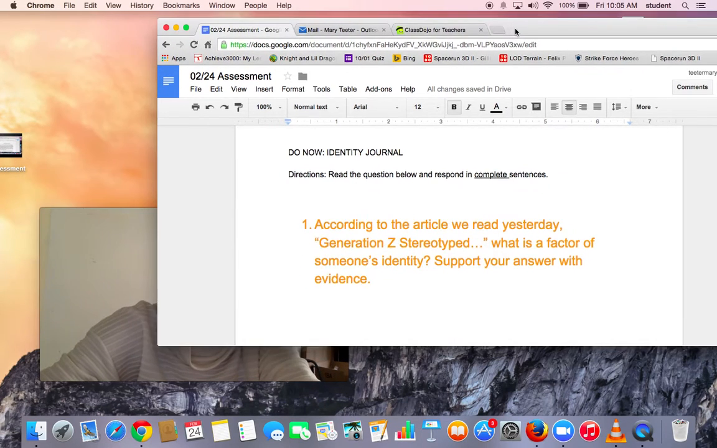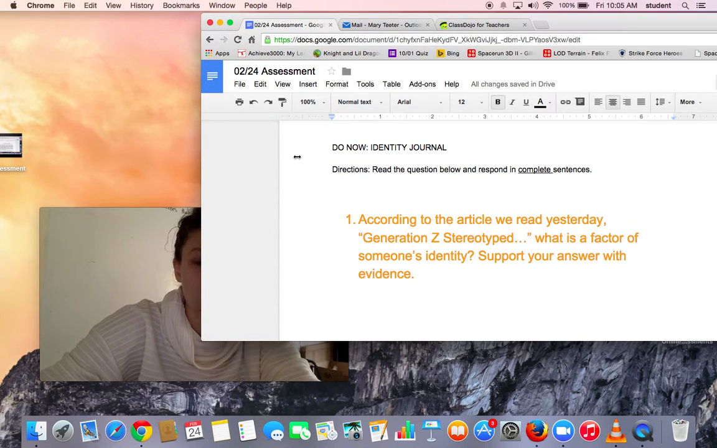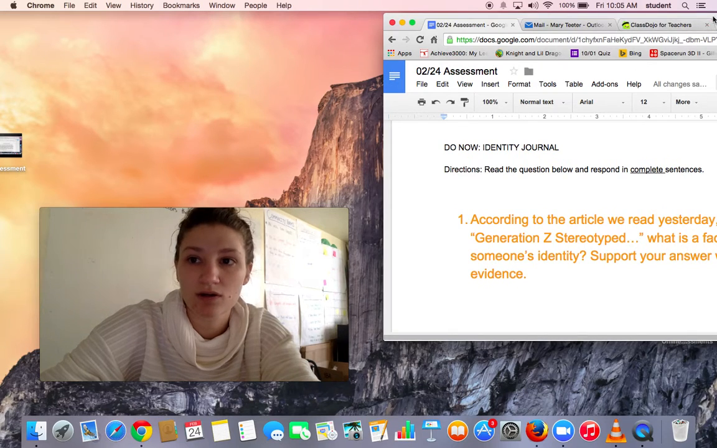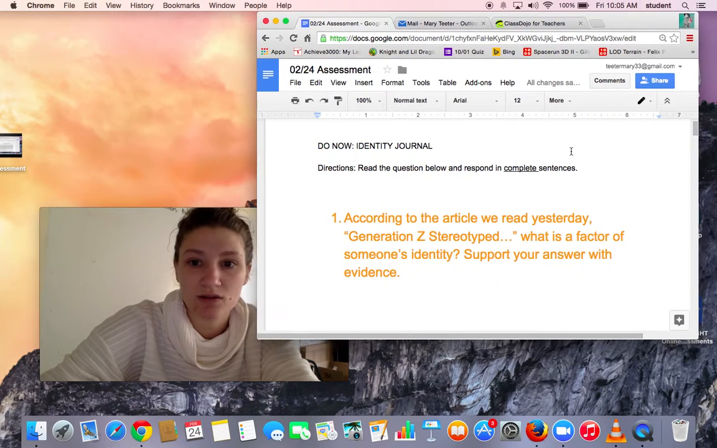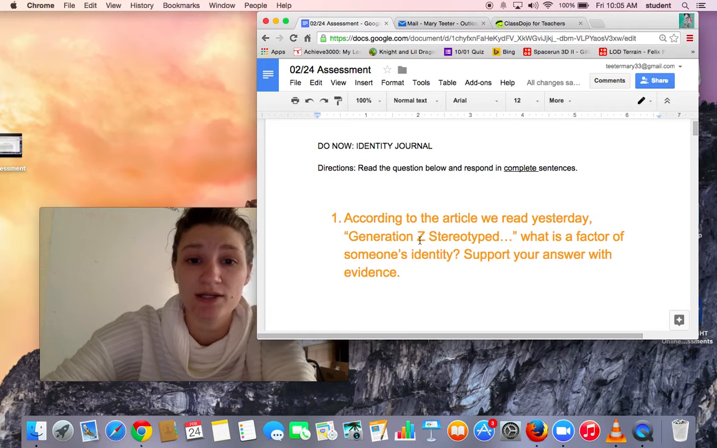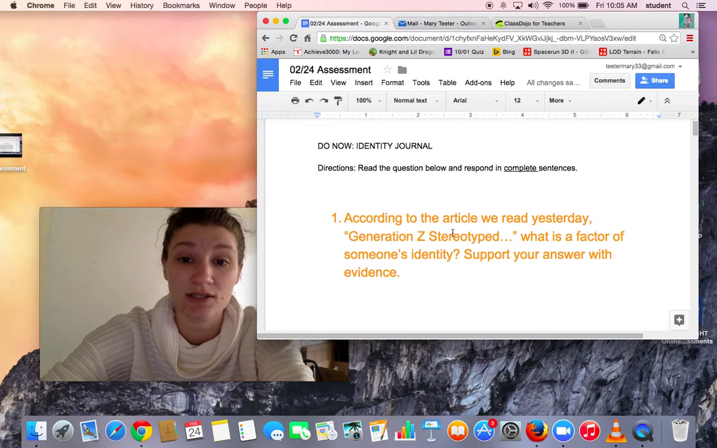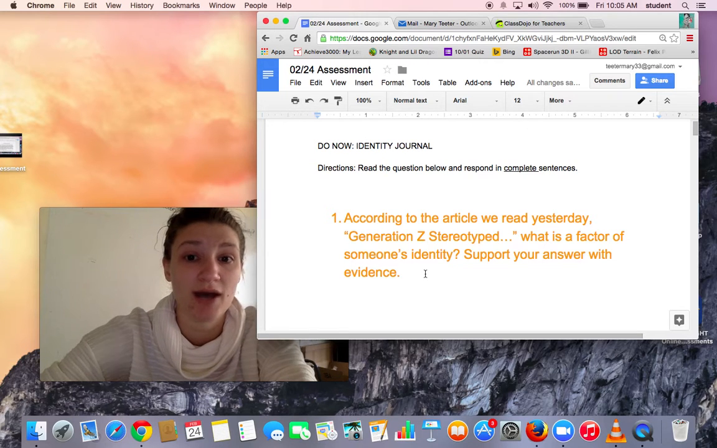See on your quiz is your do now. And it says, according to the article we read yesterday, Generation Z stereotyped, what is a factor of someone's identity? Make sure you are supporting this with evidence from the text. So you should have at least 3 to 4 sentences. You probably want to write it in RACE format.